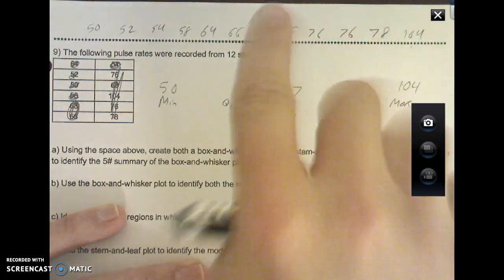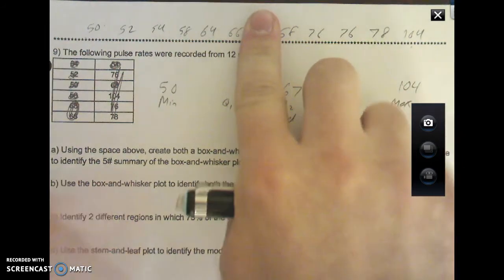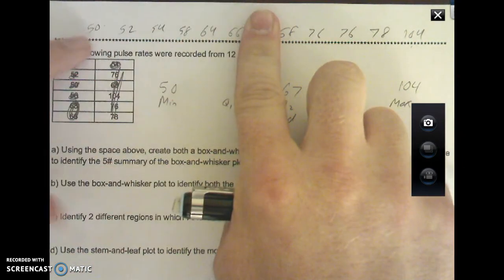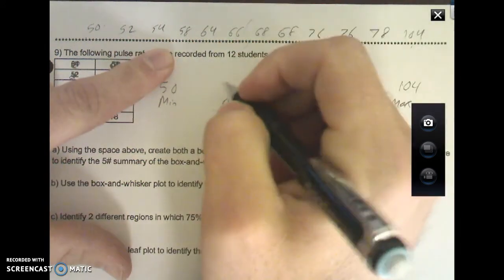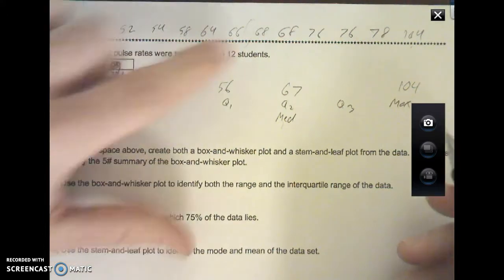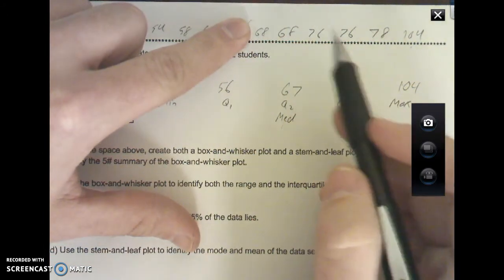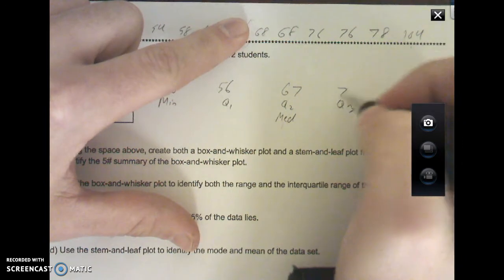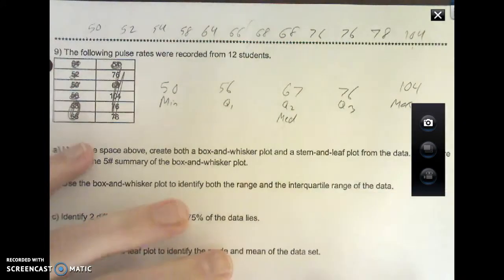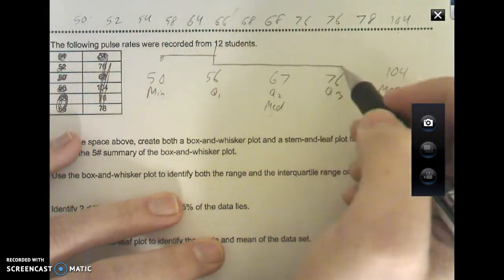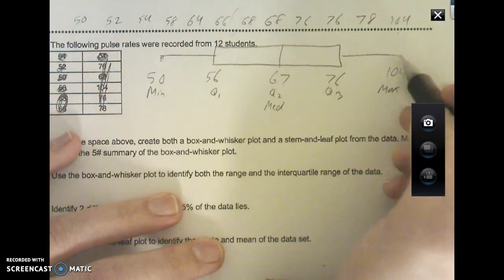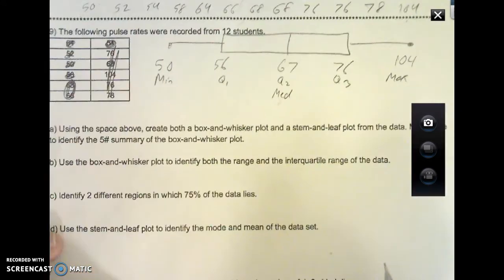Okay, that's my median. Your Q1 is the median of your first half of numbers. So there's 6 numbers. What's between 54 and 58? 56. And then I'm going to cover this up. And then what's my median between 76 and 76? 76. So here is my box and whisker plot. You've got your min, got your box, got your max. Okay. So it says identify both the range. Let's see here. We created that.